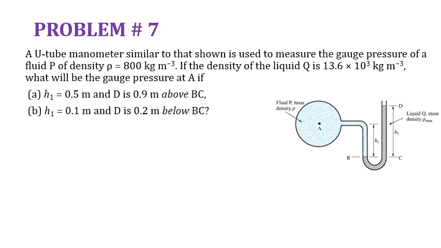So the first case is the same as shown in the figure, where the D point is 0.9 meter above BC. So the D point is higher, or you can say H2 is higher than H1, which is 0.5 meter. So the figure correctly represents the scenario.